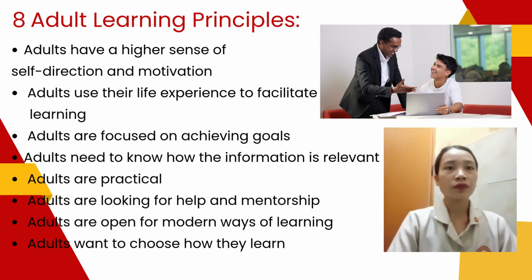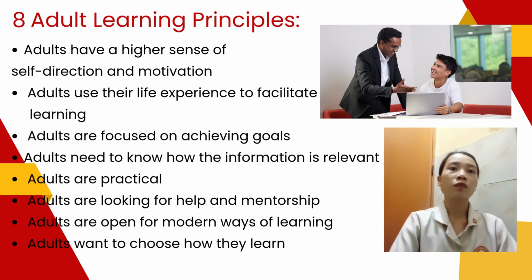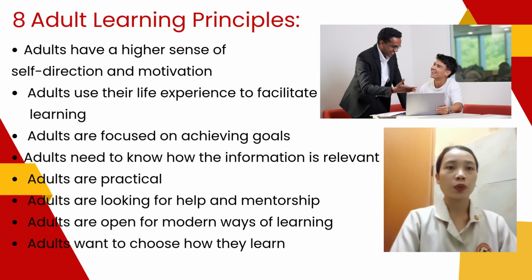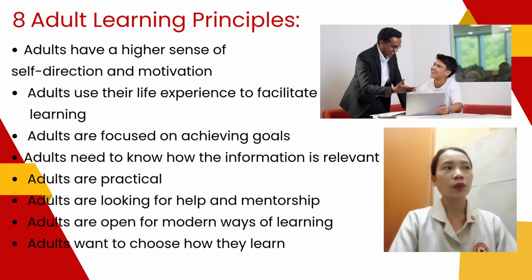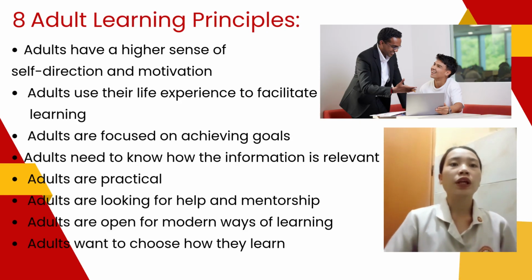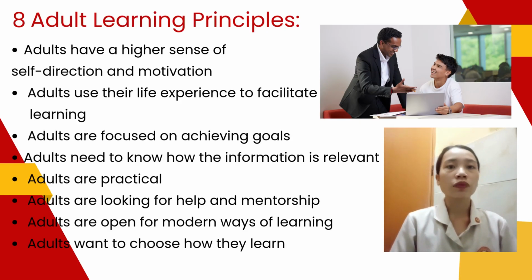Adults learn differently from children because they have more experience and a clear sense of purpose. They have a higher sense of self-direction and motivation, meaning they like to take control of their learning and are driven by goals that matter to them. Adults use their life experience to understand and connect with new information, making learning more meaningful. They are goal focused and want to learn things that help them achieve personal or professional objectives.